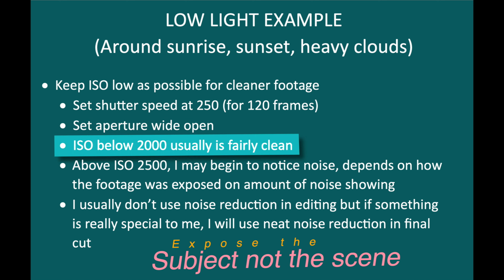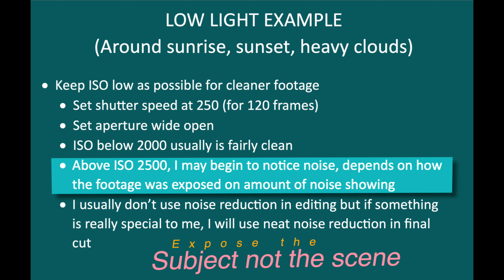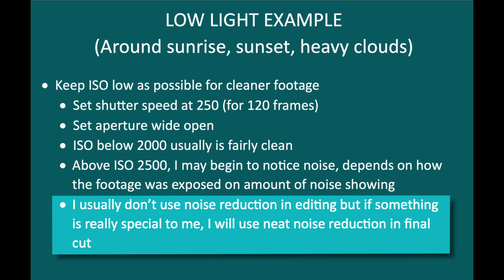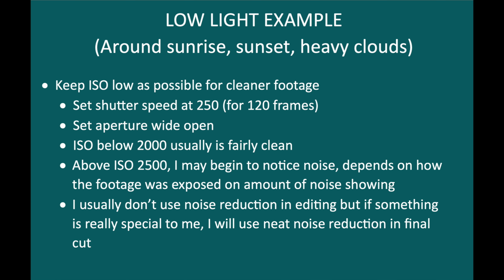I find below ISO 2000 to be fairly sharp and not having much grain. ISOs above 2500, I may begin to see grain. The amount varies depending upon how the footage was exposed. I usually don't use noise reduction on my footage, but if it's special to me, I'll use Neat Video software to help remove the noise.